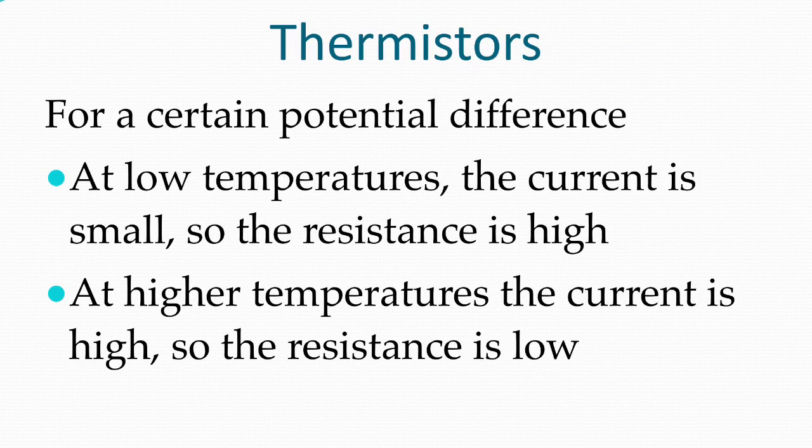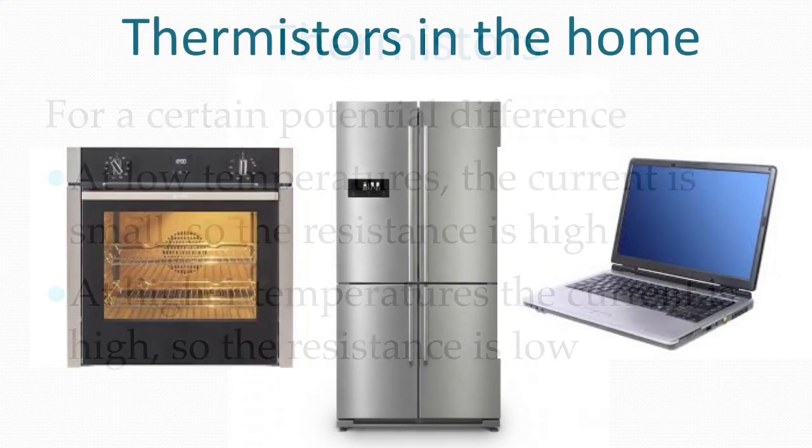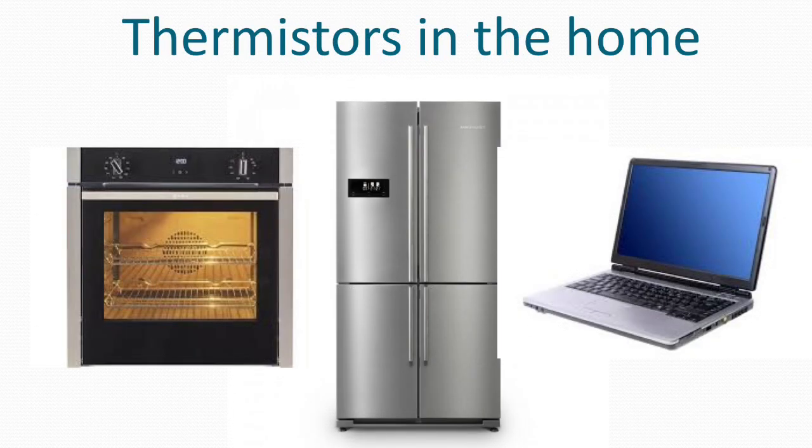So to summarise the behaviour of thermistors, for a fixed potential difference at low temperatures, the current is small, so the resistance is high, and at high temperatures the current is high, so the resistance is low. You'll find thermistors used throughout your homes in all sorts of electronic devices to measure temperature, from ovens to freezers to laptop computers to stop them overheating.